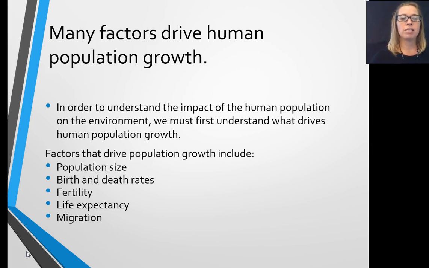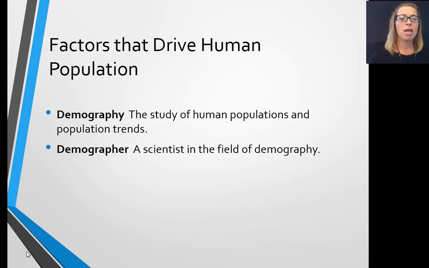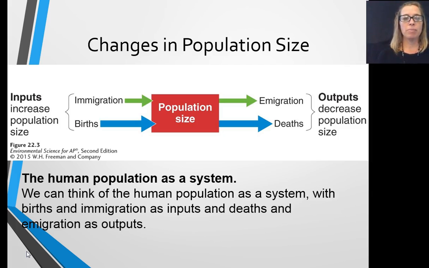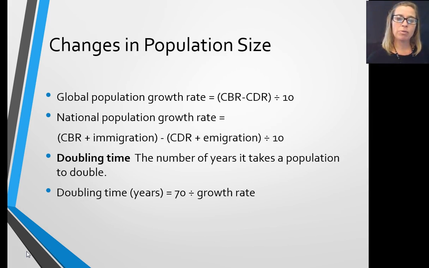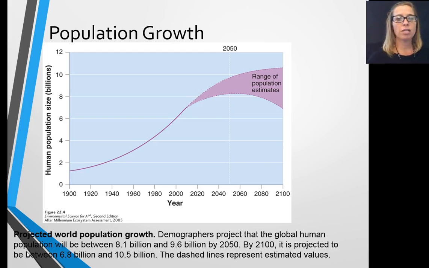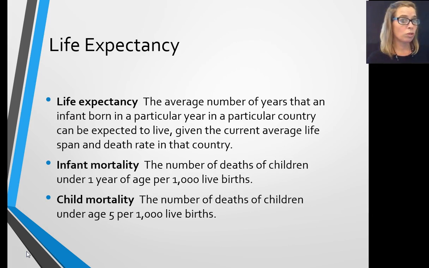One of the few things that we have had to emphasize was population growth and what impacts population growth, what adds to population growth, and what takes away from population growth. We've talked about the study of populations, and how to calculate the doubling time of a population. So we talked about the law of 70. We've talked about other things that could impact population growth, like total fertility rate. We've talked about projected world population growth.